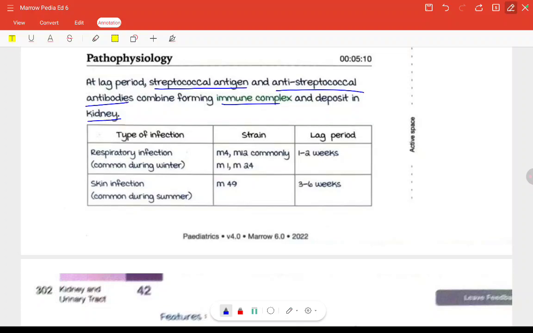So the type of infection, let's look at that. Respiratory infection can also lead to this glomerulonephritis, and skin infection also. Respiratory infections are more common during winter and skin during summer. The strains which cause this glomerulonephritis in respiratory infection are M4, M12 commonly, and M1 and M24 also. And there is a lag period, that means after the respiratory infection it will take around 1 to 2 weeks for patient to present with glomerulonephritis, and with skin infection the lag period is more, that is 3 to 6 weeks.